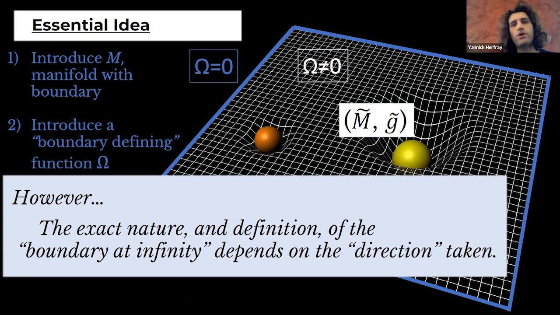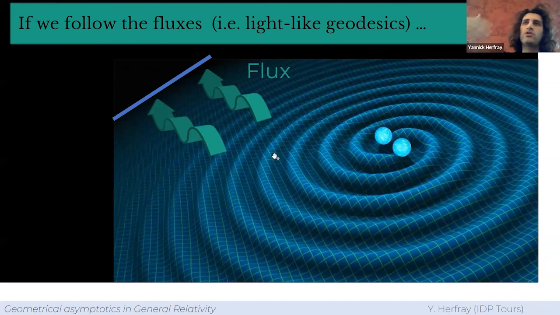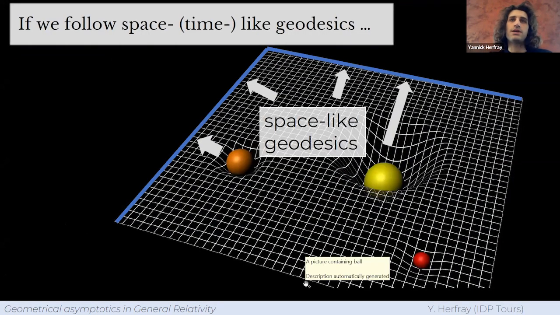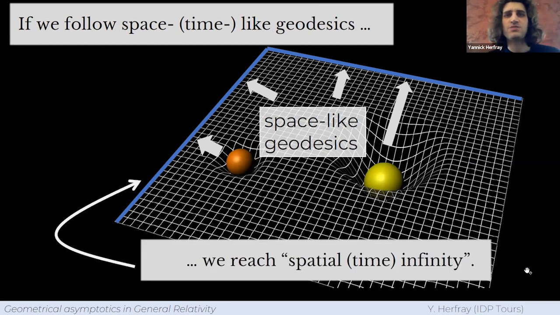And what does it mean? Well, there are different ways of going to infinity. If you follow fluxes of energy, gravitational waves, these types of things, they follow light-like geodesics. If you follow these light-like geodesics, the natural type of boundary that you will construct is null boundaries, null infinity. On the other hand, if you follow space-like geodesics, so you follow lines going in space directions, you will end up constructing another type of asymptotics, known as space-like or time-like infinity. I'm mainly going to be concerned with space-like, but time-like is really similar in spirit.